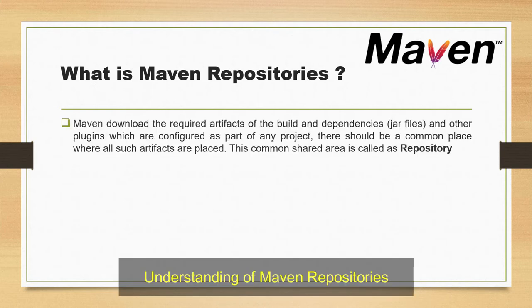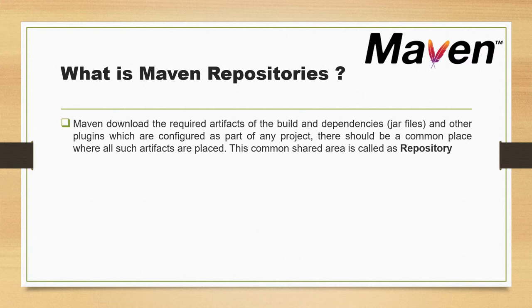Well, let's try to understand. Maven downloads the required artifacts of the build and dependency, like all the libraries and other plugins which are configured as part of any project. There should be a common place where all such artifacts are placed. This common shared area is called a repository.